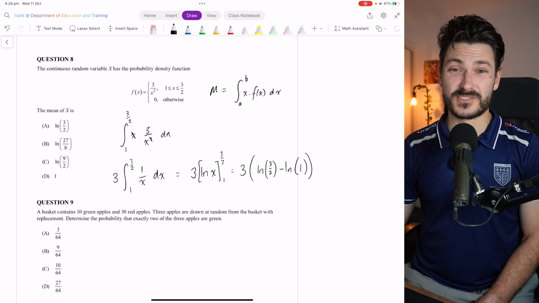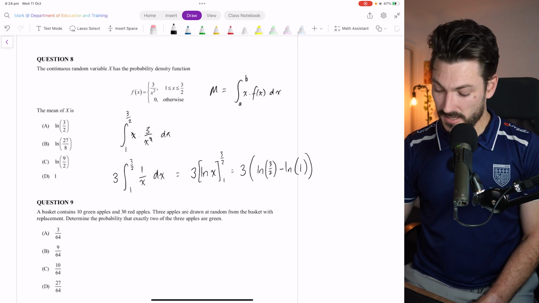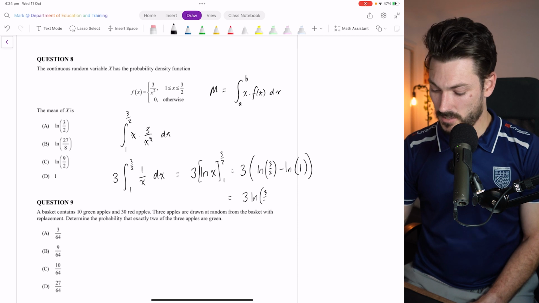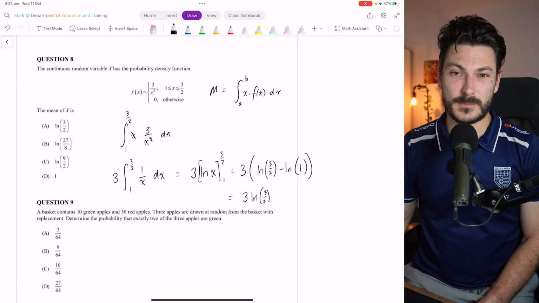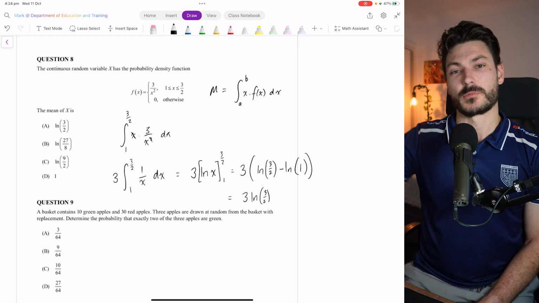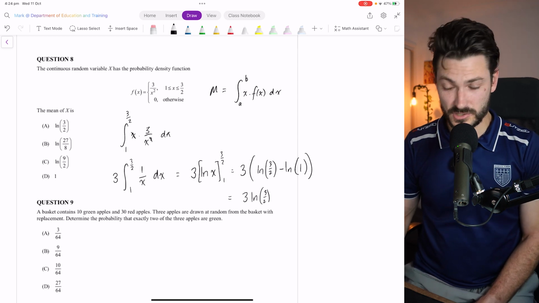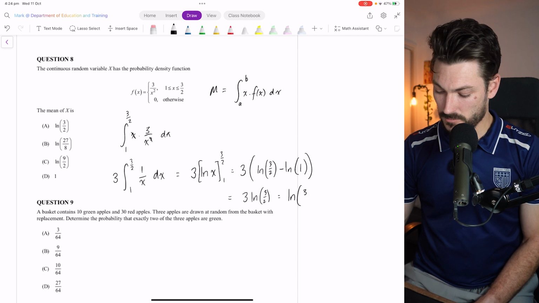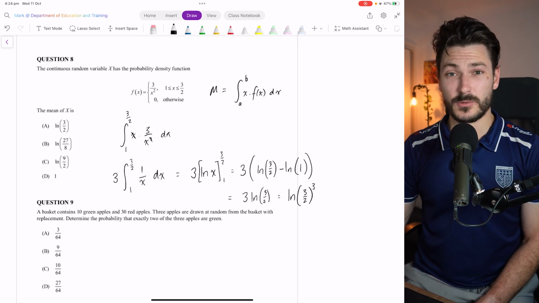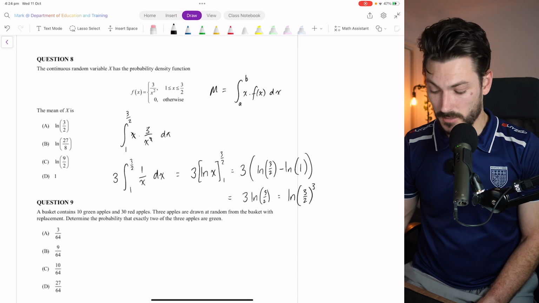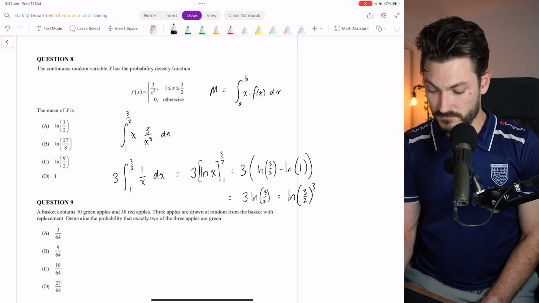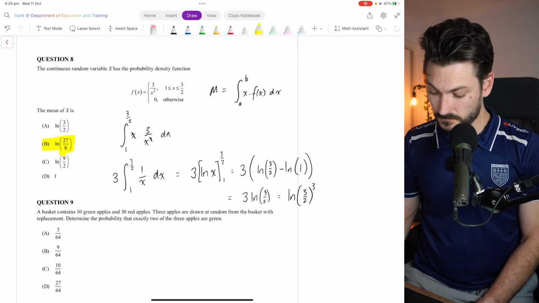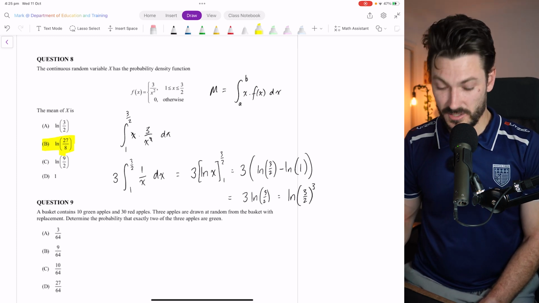Now, ln of 1 is just 0, which is a nice one. That means it's just going to be 3 lots of ln 3 on 2. But that's not one of my answers. None of my answers have the 3 out the front, so I'm going to have to use my log law like in question 1, where I bring it to the power. So I'm going to have ln of 3 on 2 to the power of 3, which means I'm going to cube the numerator and denominator. 3 cubed is 27. Only possible answer is B. Alrighty, sweet. Moving on to question 9, 2 to go.